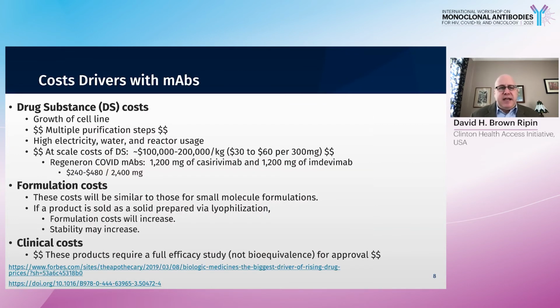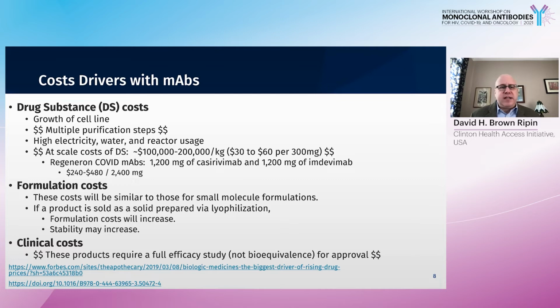So when we look at the cost drivers associated with monoclonal antibodies, the cost drivers are substantially different than for small molecules. Because of the time intensity and the volume intensity, that is to say that we're making much less active product per liter of reactor space, the drug substance costs are driven by growth of the cell line, those multiple purification steps, very high electricity, heating, water, and reactor usage.